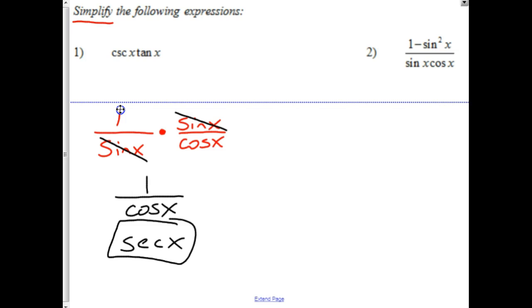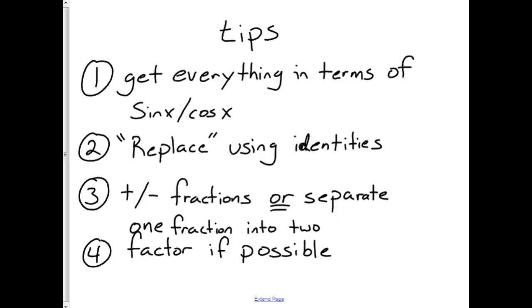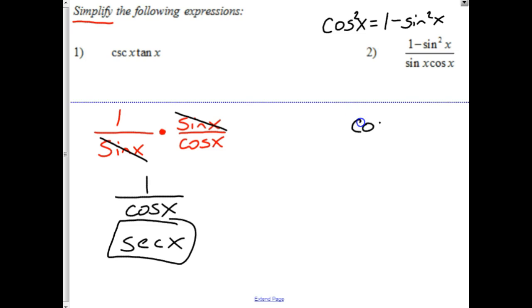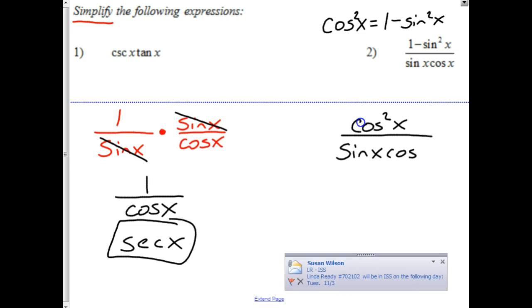Hopefully you guys are seeing this one right here that we had written down. Cosine squared x equals 1 minus sine squared x, right? So what is 1 minus sine squared x equal? What is the same thing as? Cosine squared x. So I can actually exchange or replace that. I think that's tip number 2, right? I can replace using an identity. So that would be cosine squared x over sine x cosine x, just like this.